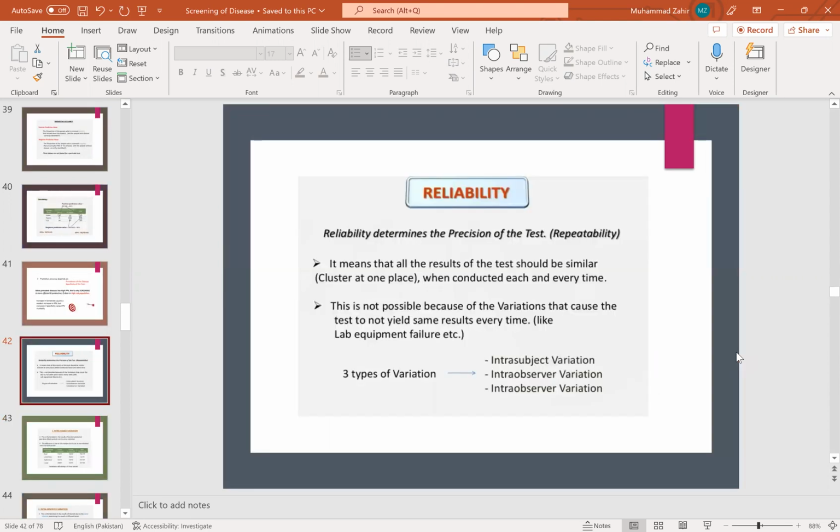Reliability. Reliability determines the precision of the test. It means repeatability. It means that all the results of the test should be similar, clustered at one place, when conducted each and every time. This is not always possible because of variations that cause the test to not yield the same results every time, like lab equipment failure. So there are three types of variation: intra-subject variation, intra-observer variation, and inter-observer variation.